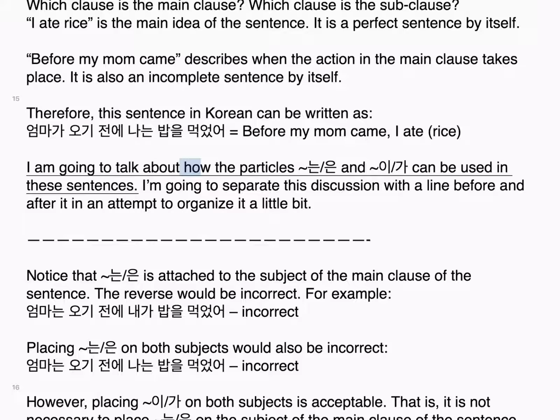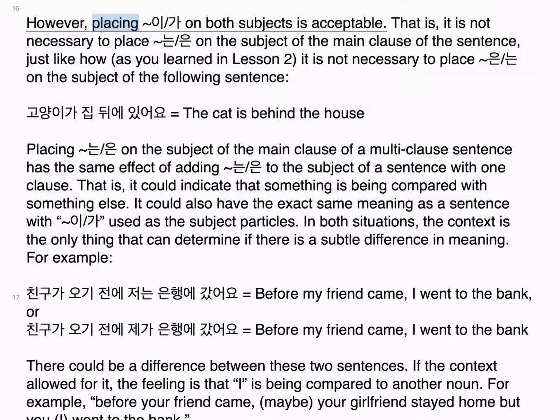I am going to talk about how the particles 는 and 이/가 can be used in these sentences. I'm going to separate this discussion with a line before and after it in an attempt to organize it a little bit. Notice that 는 is attached to the subject of the main clause of the sentence. The reverse would be incorrect. For example, 엄마는 오기 전에 내가 밥을 먹었어. Incorrect. Placing 는 on both subjects would also be incorrect. 엄마는 오기 전에 나는 밥을 먹었어. Incorrect. However, placing 이/가 on both subjects is acceptable.